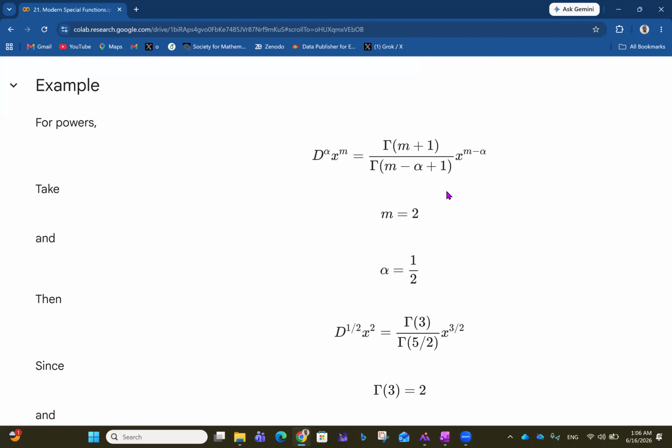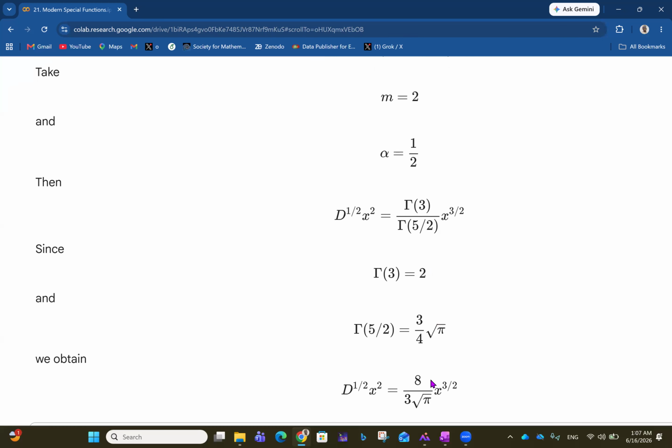Then D^half x squared becomes gamma of m plus 1. So m is 2, right? So that's 2 plus 1, that's 3. So that's gamma 3. Then m minus alpha plus 1, that'll be 2 minus half, that's 1.5, plus 1, 2.5, which is 5 over 2. And then you have x raised to power 2 minus half, 3 over 2. And then if you evaluate that, first of all, we know that gamma of 3 is 2 factorial, which is 2. And then we know that gamma 5 over 2 is 3 over 4 square root of pi.